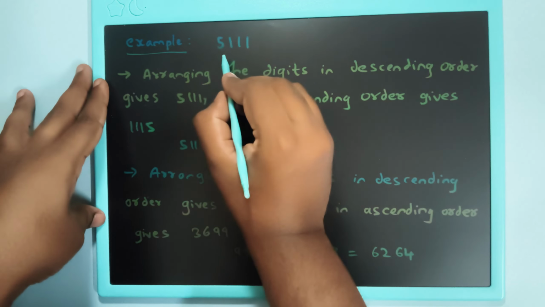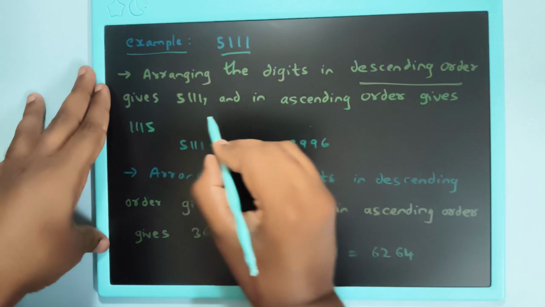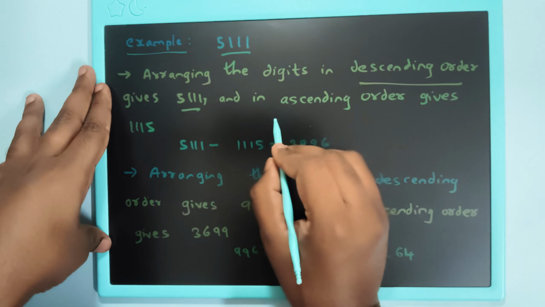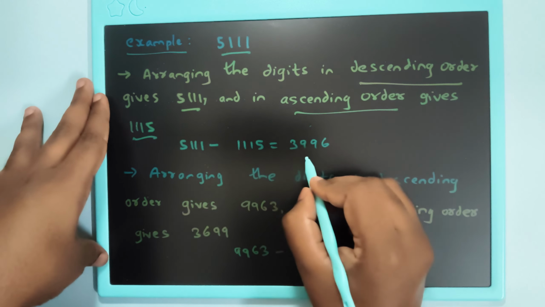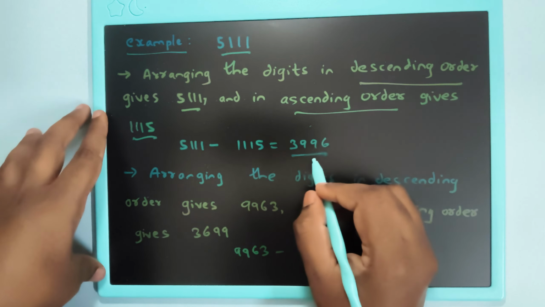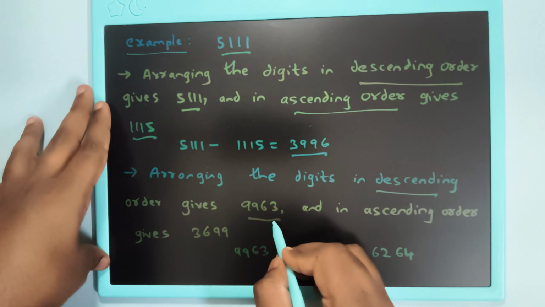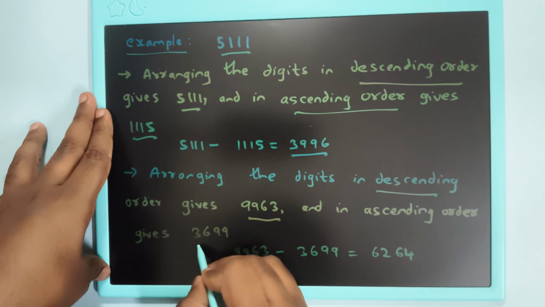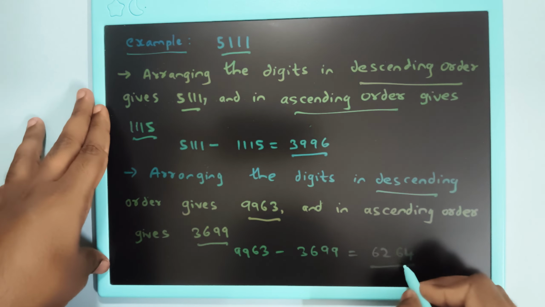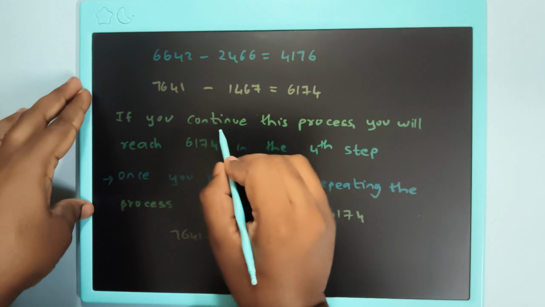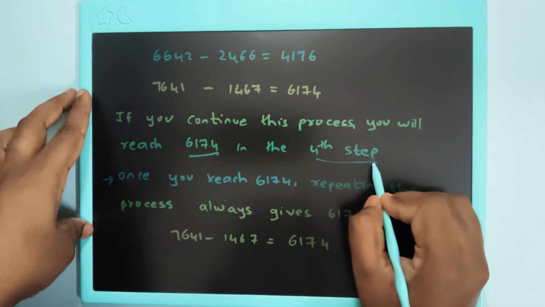For example, consider 5111. Arranging the digits in descending order gives 5111 and in ascending order gives 1115. Subtracting them, we get 3996. Now arranging the digits in descending order gives 9963 and in ascending order gives 3699. Subtracting them, we get 6264. If you continue this process, you will reach 6174 in the fourth step.